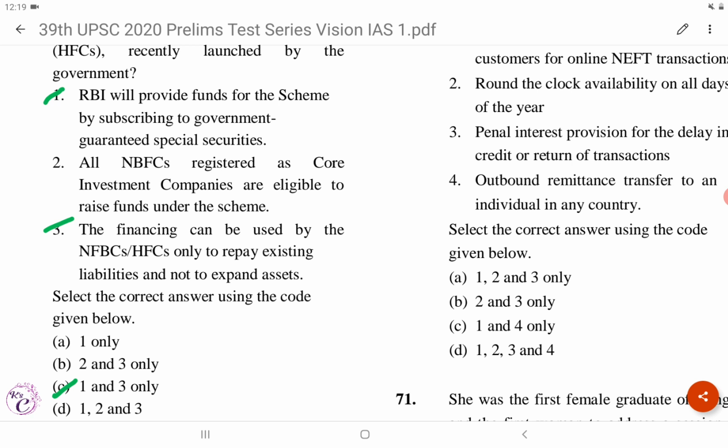The scheme will remain open for 3 months for making subscriptions by the trust. The period of lending, CPs or NCDs of NBFCs or HFCs for short duration by the trust shall be for a period of up to 90 days. The financing would be used by the NBFCs or HFCs only to repay existing liabilities and not to expand assets. Hence, statement 3 is correct. So statements 1 and 3 are correct.